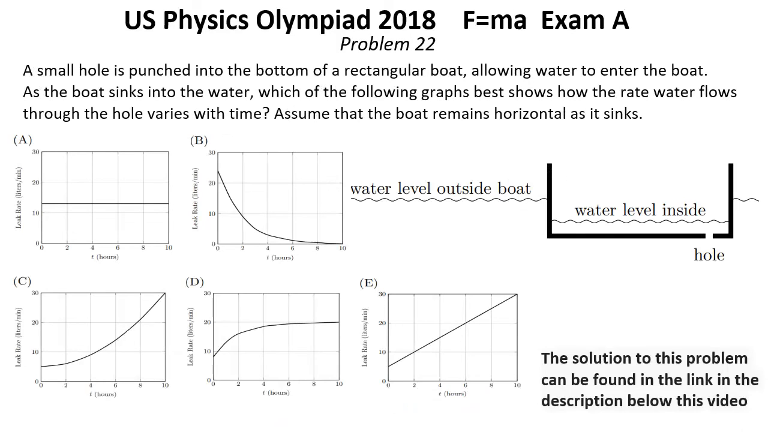Problem number 22. A small hole is punched into the bottom of a rectangular boat, allowing water to enter the boat. As the boat sinks into the water, which of the following graphs best shows how the rate water flows through the hole varies with time? Assume that the boat remains horizontal as it sinks.